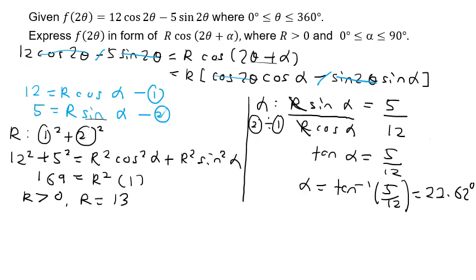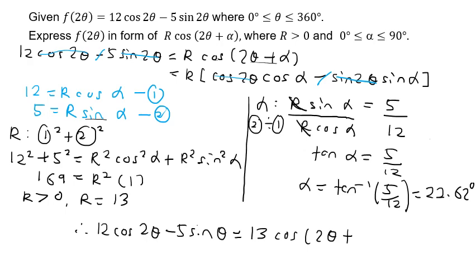So finally we write the expression. Therefore, 12 cos 2θ − 5 sin 2θ equals r, which is 13, cos(2θ + α), where α here is 22.62 degrees.